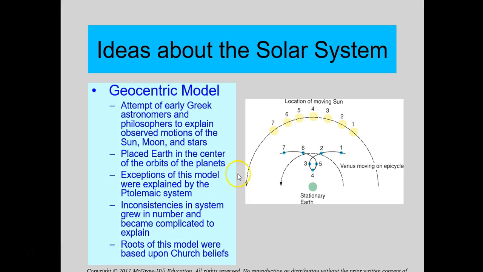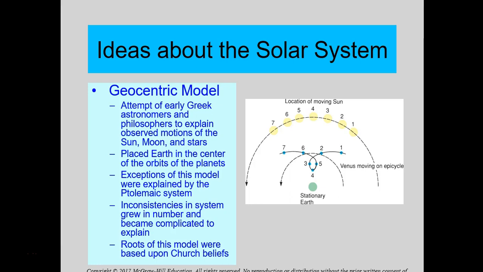The planets move backwards sometimes and then forward sometimes in the sky, and they'll move back and forth if you watch them. And now we understand that this has something to do with the Earth's position, right? So as we pass by Venus, or as Venus passes by us, or as we pass by Mars or something like that, we're going to see it move in a different way. But they didn't understand that.